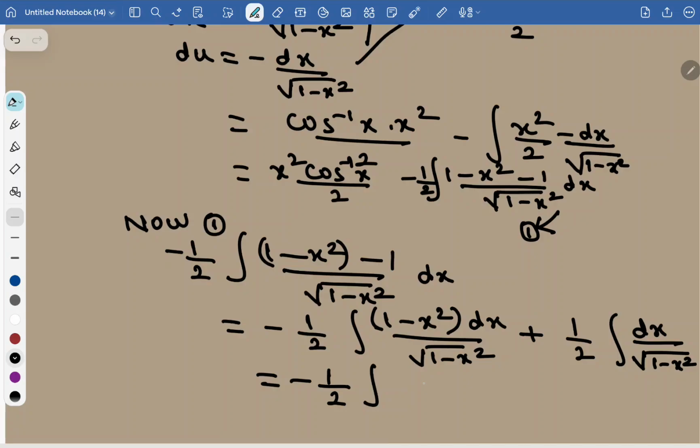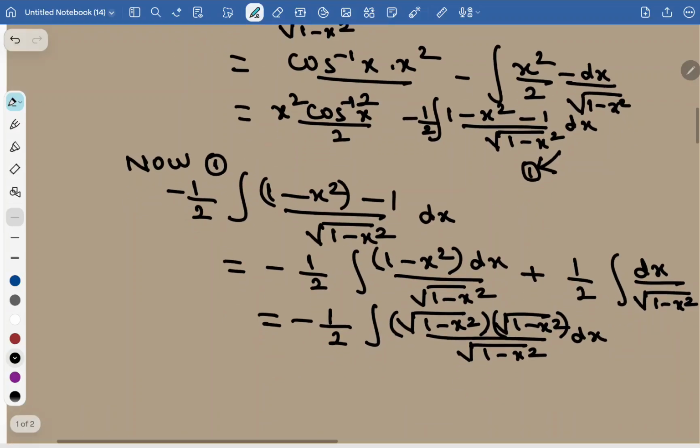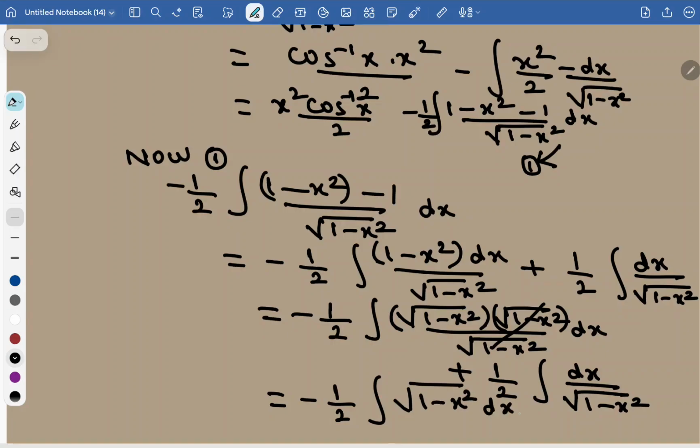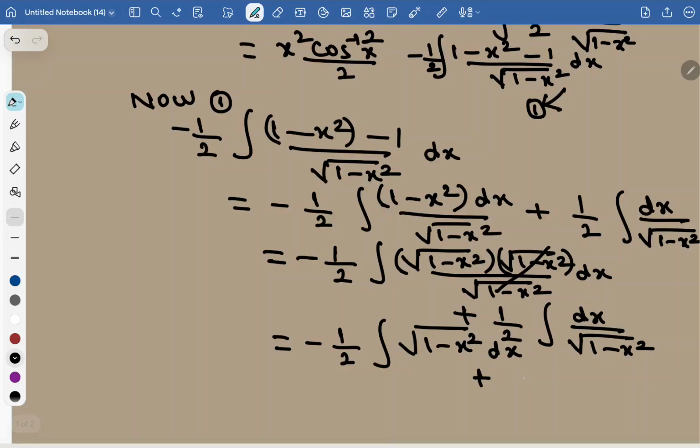Minus 1 by 2, I can write 1 minus x square as root of 1 minus x square into root of 1 minus x square divided by root of 1 minus x square dx plus last term 1 by 2 integral dx by root of 1 minus x square. These two will get cancelled. First part minus 1 by 2 integral root of 1 minus x square dx plus 1 by 2 integral dx by root of 1 minus x square.